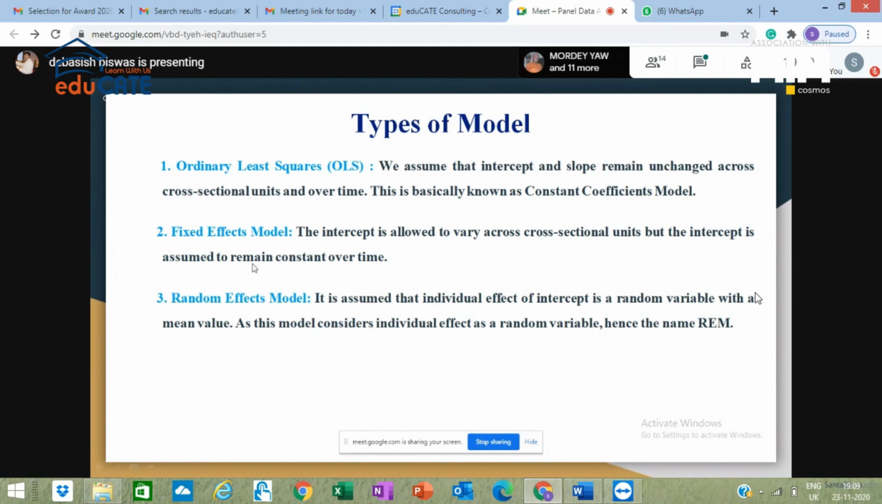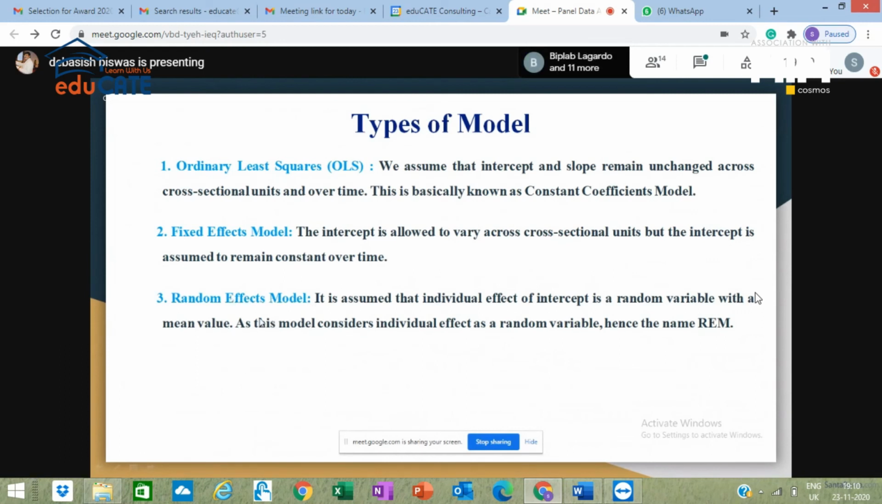So in case of the fixed effect model, the intercept is allowed to vary across cross-sectional units, but the intercept is assumed to remain constant over time. Sir, you are saying intercept is assumed to remain constant over time. So this intercept is for the pooled data, right, sir? Yes. And the intercept for individual cross-sectional unit, it is different, right, sir? Exactly. So the intercept is allowed to vary here, but the time invariance is there.